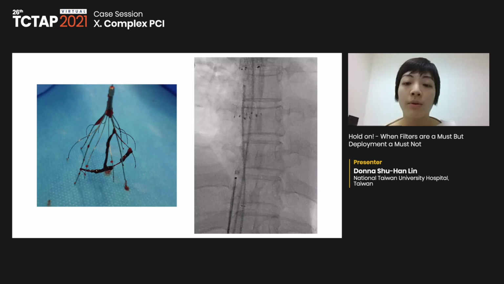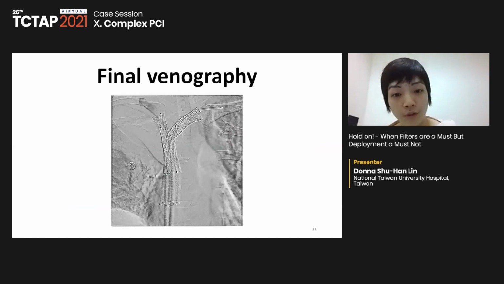And the thrombus here would theoretically become pulmonary embolism if we did not place the filter there. Final venography showed good flow from bilateral subclavian veins. And most importantly, the improvement was sustained even now, up to 2 months after the procedure.